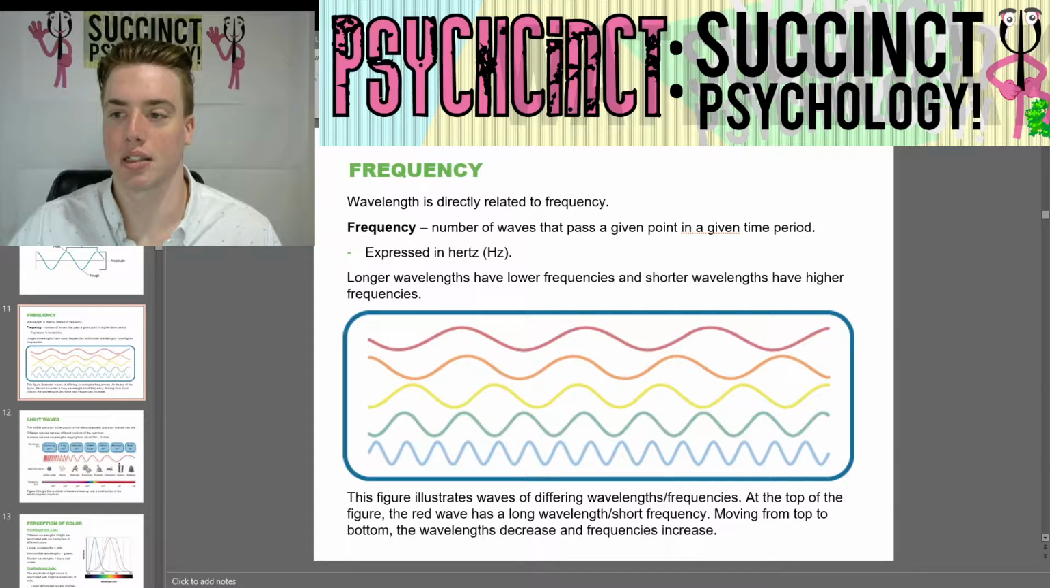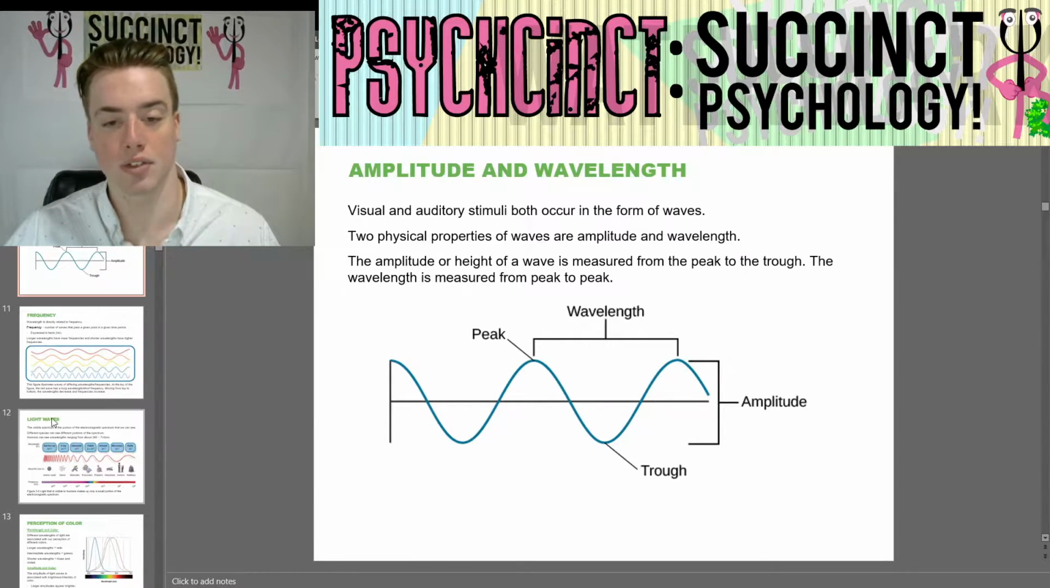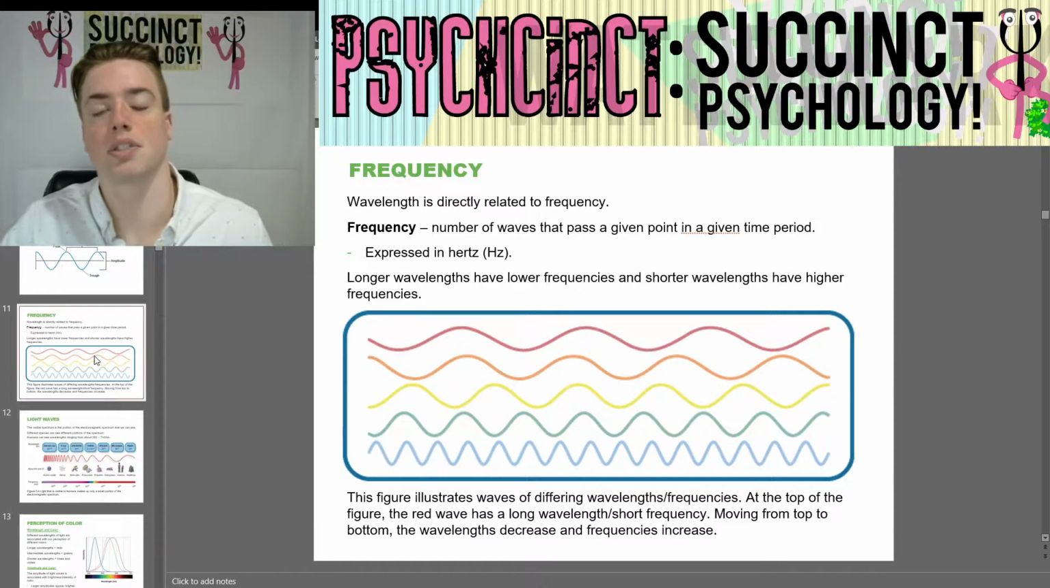Last time we talked about sensation and perception. We started to go over amplitude and wavelength. Again, amplitude is the height from the peak to the trough of each wave, and wavelength is the distance from each peak of the individual waves. So we're going to continue from there and start talking about frequency.